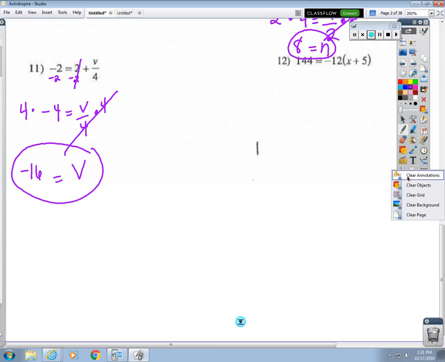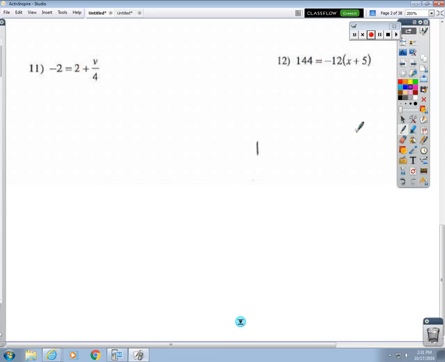Alright, number 12. What do I do first? Divide by negative 12. Those cancel. What does this side become? What's 144 divided by negative 12? Negative 12. And then on the right side, those canceled, so we're just left with x plus 5. So now what do I do to isolate the x? Right? And so x equals negative 12 minus 5 more, which is negative 17.